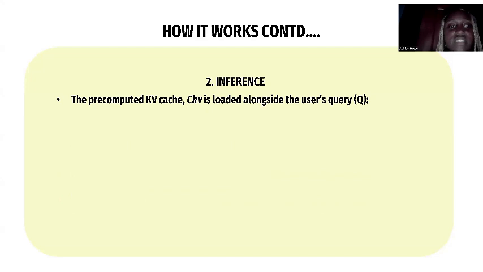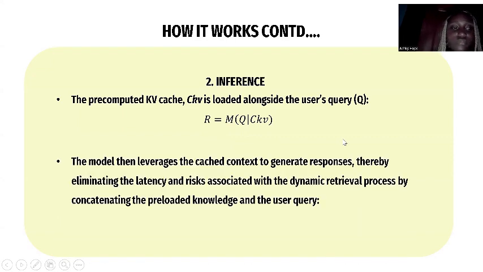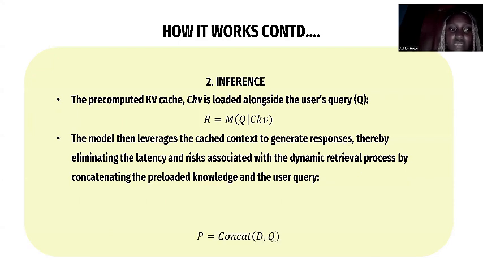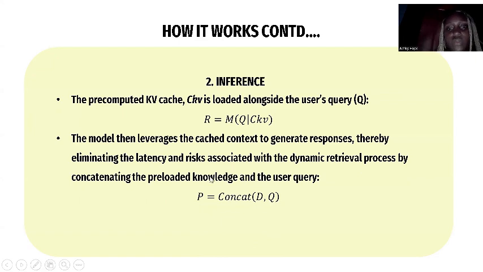So instead of retrieving external data, cache-augmented generation loads the pre-computed key value cache alongside the user's query, as we can see in our mathematical formula here, where Q is the user's query, C_KV is the pre-computed knowledge, and altogether M of Q with C_KV represents the model retrieving knowledge from cache instead of searching for it externally. So to generate a response, the model concatenates the preloaded knowledge with the user's query, which we can see being done using this formula here. This eliminates the need for dynamic retrieval, making responses faster and reducing the computational overload.